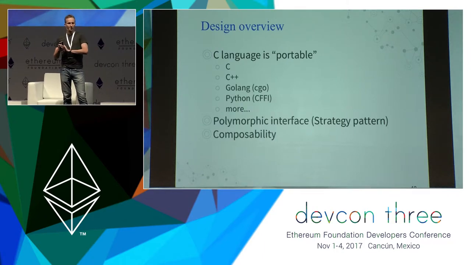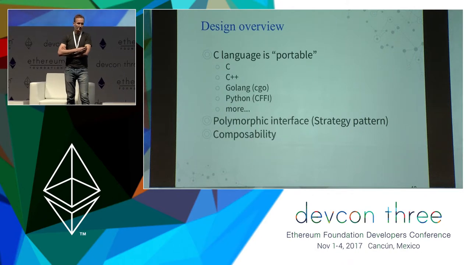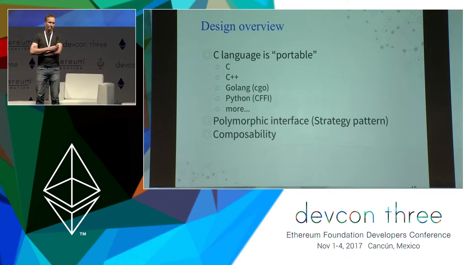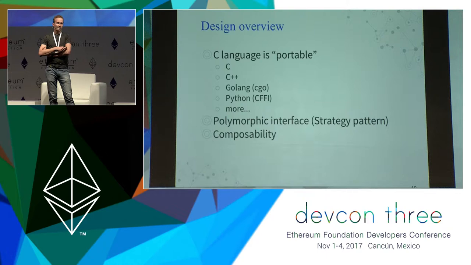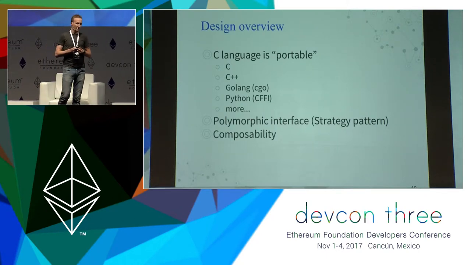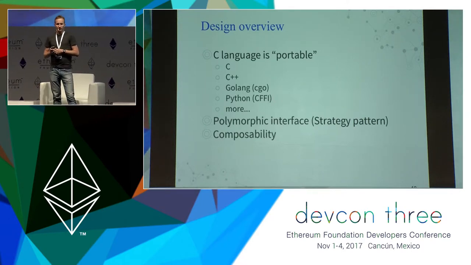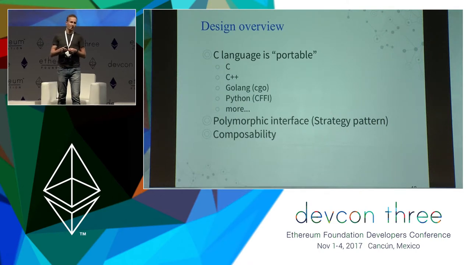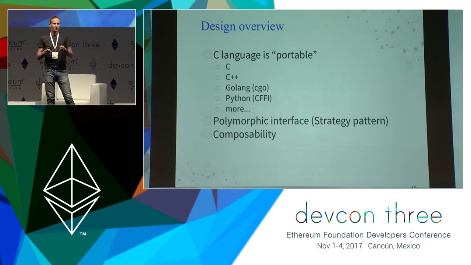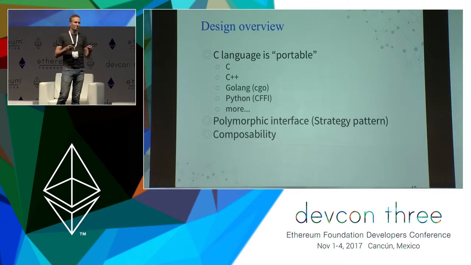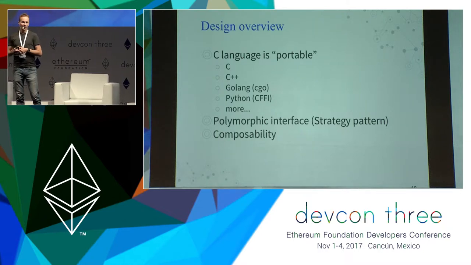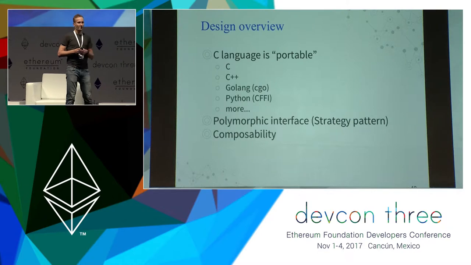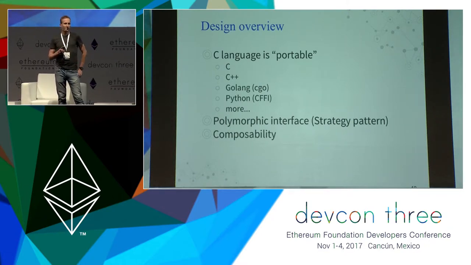I tried all this with Go using the cgo tool and also in Python using the CFFI library, but I'm sure there are other examples where you can at least use C libraries in more high level, more abstract languages. And the second important part is that we want to have polymorphic interfaces. So we would like to be able to switch between different EVM implementations at runtime. Not that we build a client and decide at build time which implementation we'd like to use. We want to have a switch that the user can use to decide what kind of backend they want for their task.